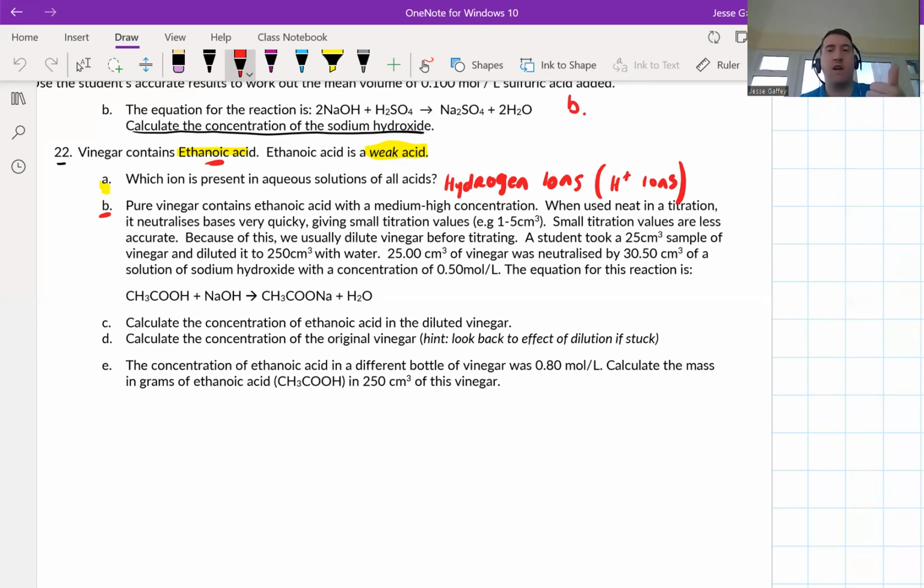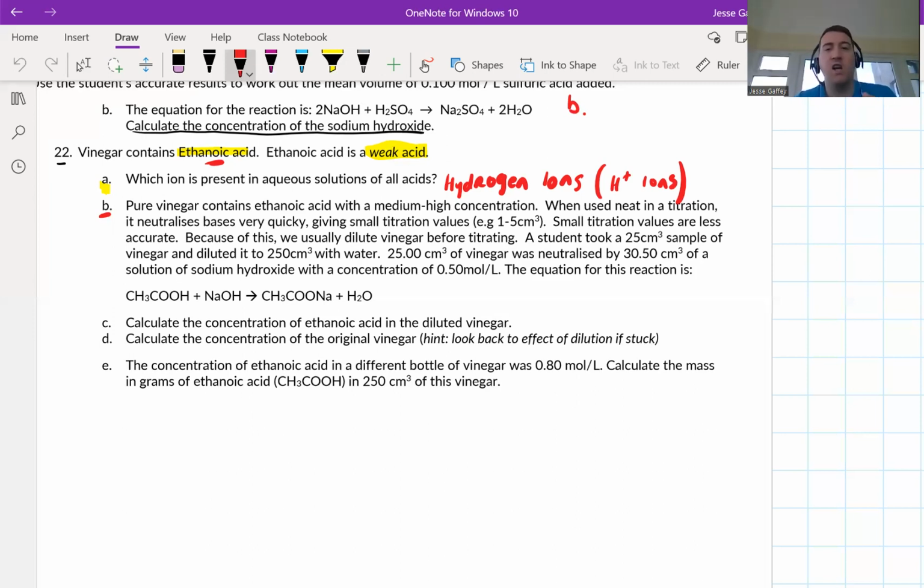If you have a titration value of 1.5 centimetres cubed, and you're 0.1 centimetres cubed out when you're reading it, well, that's quite a big percentage of the 1.5. That's quite a big error. Whereas if you have a titration value of 25 centimetres cubed and you're 0.1 centimetres cubed out when you're reading it, well, that's a much smaller percentage of the whole volume that was added. It's a smaller error. Anyway, let's keep going.